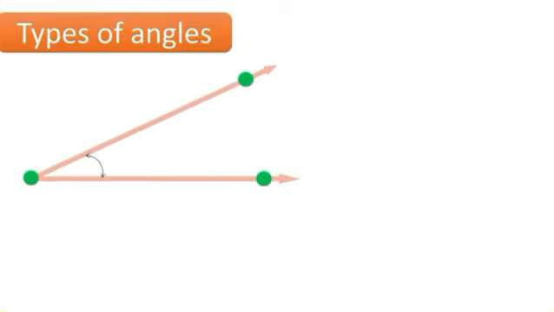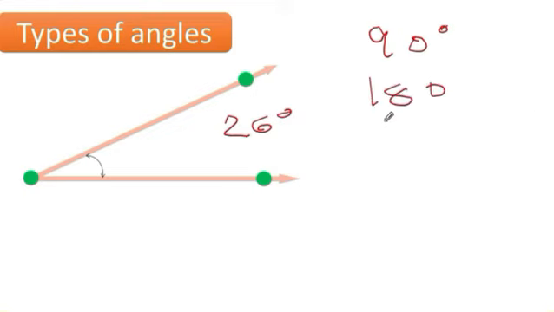So first we have this angle. Seems familiar. We used this angle in how to measure an angle. So this angle, we know it is 26 degrees. Now let me tell you that 90 degrees is a special angle. 90 degrees, 180 degrees, and 360 degrees. So what is 90 degrees, 180 degrees, and 360 degrees?